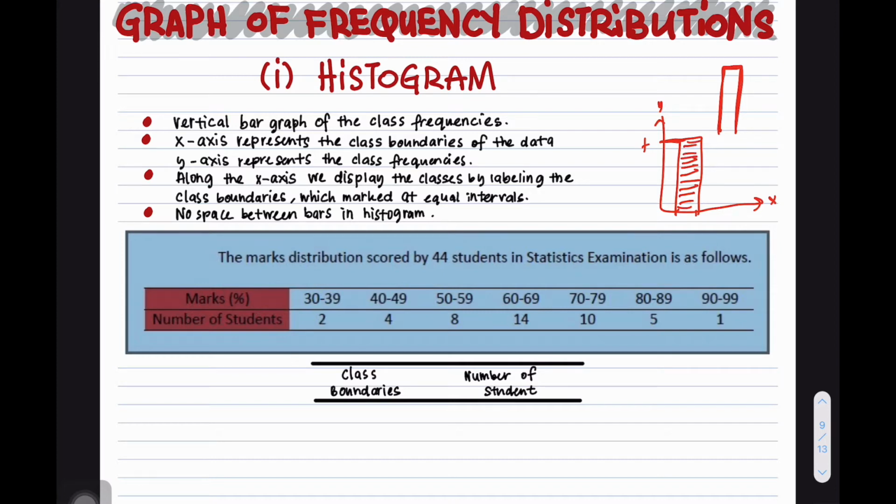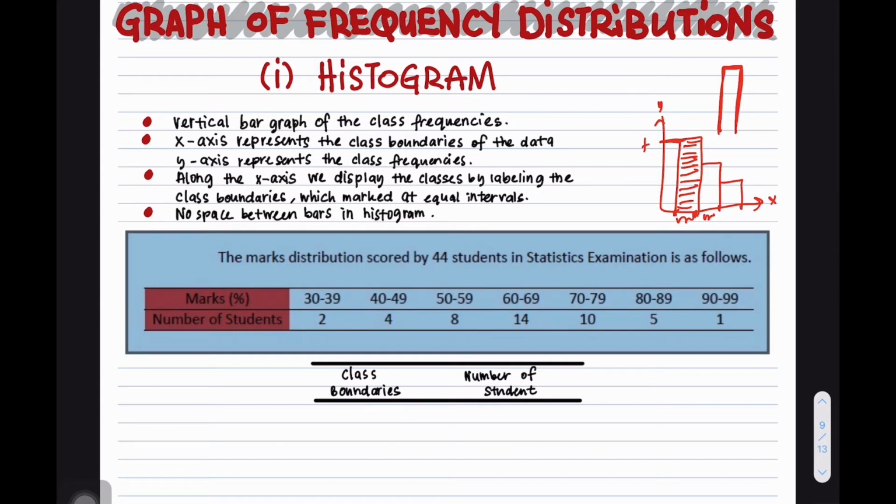Alright. Along the x-axis, we display the class by labeling the class boundary which is marked at equal intervals. So kita akan tulis class boundary dekat sini dan interval, jarak di antara boundary ni mestilah sama. Okay, no space between bars in histogram. So that one is the difference between histogram and bar chart. Kalau bar chart, di antara bar kita ada gap. Tapi kalau histogram, we don't have gaps between bars. So the bar ni rapat-rapat sebelah-sebelah.